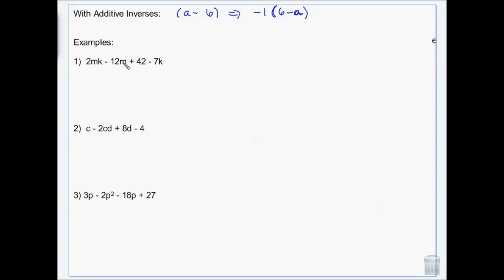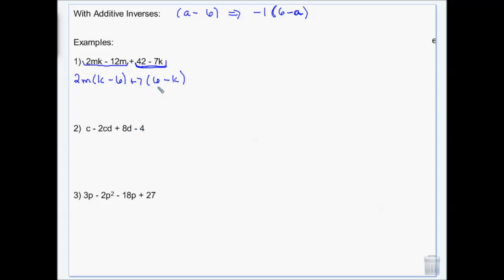Okay, I have 2mk minus 12m plus 42 minus 7k. I can take a 2 and an m out of the first group, right? That gives me 2m times k minus 6. And I can take 7 out of the second group, which gives me 7 times 6 minus k.